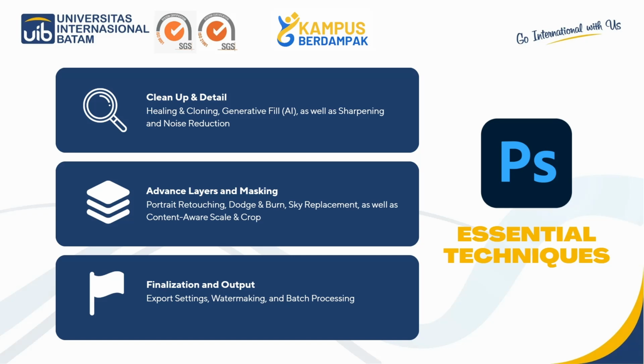Next, we have sky replacement. This is to change or replace a sky that is flat with a much more dramatic looking one. As well as content-aware scale and crop. This is changing the photo size without distorting the main subject. The final, we have finalization and output. This is the final step in the photography process, which is to produce the photo in the correct format in order to make sure that the quality is good for the intended use.